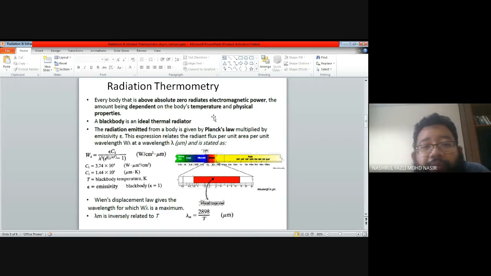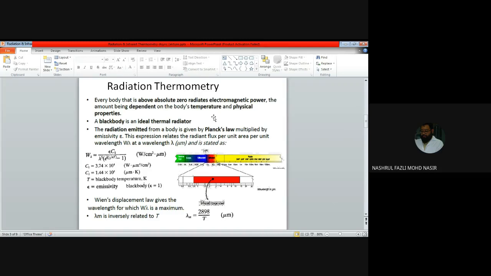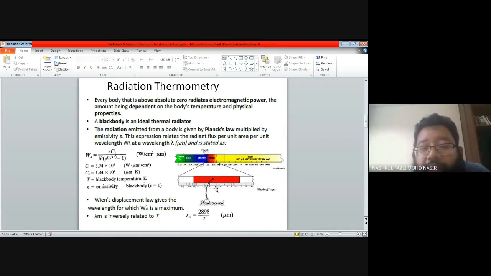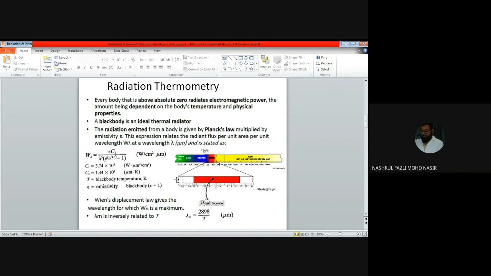If it reflects everything, back to our eyes, we have white color. So a black body is an ideal thermal radiator because it absorbs everything. The color that you can see, so this black body absorbs every color that we have now.